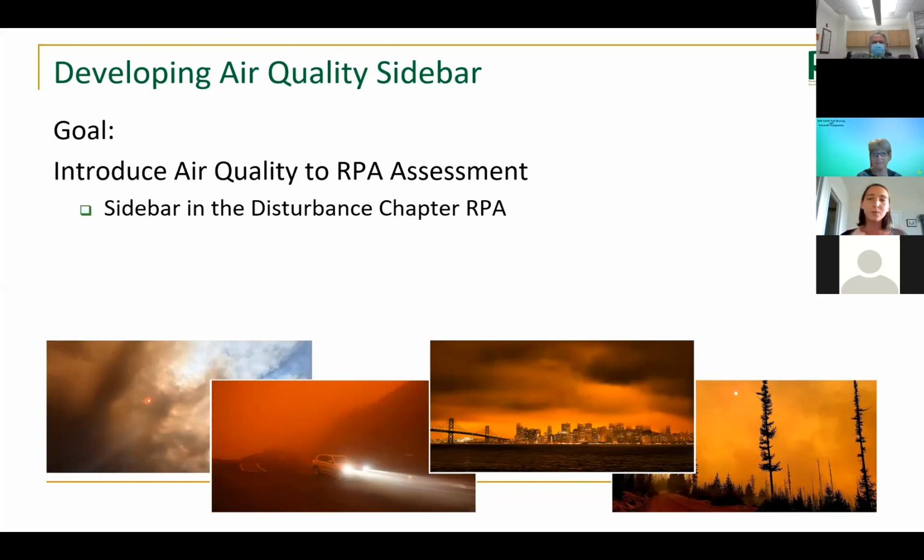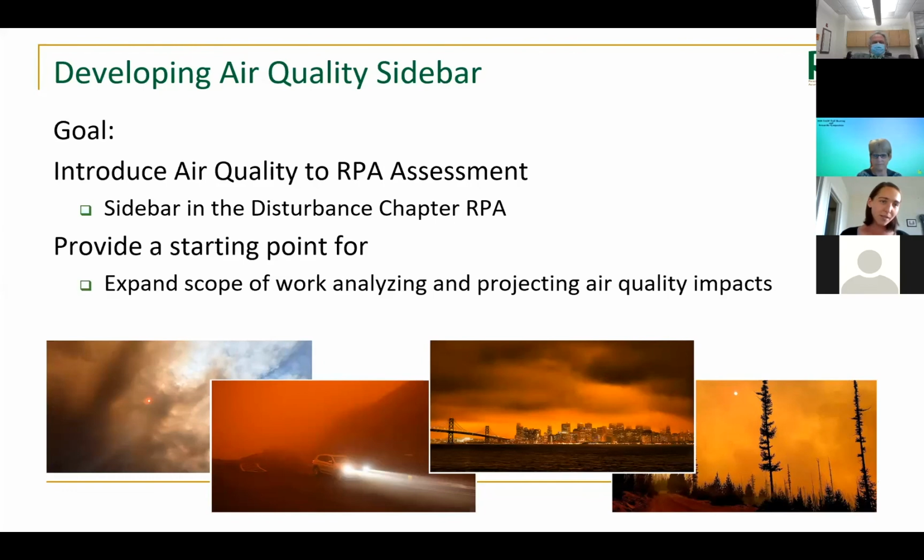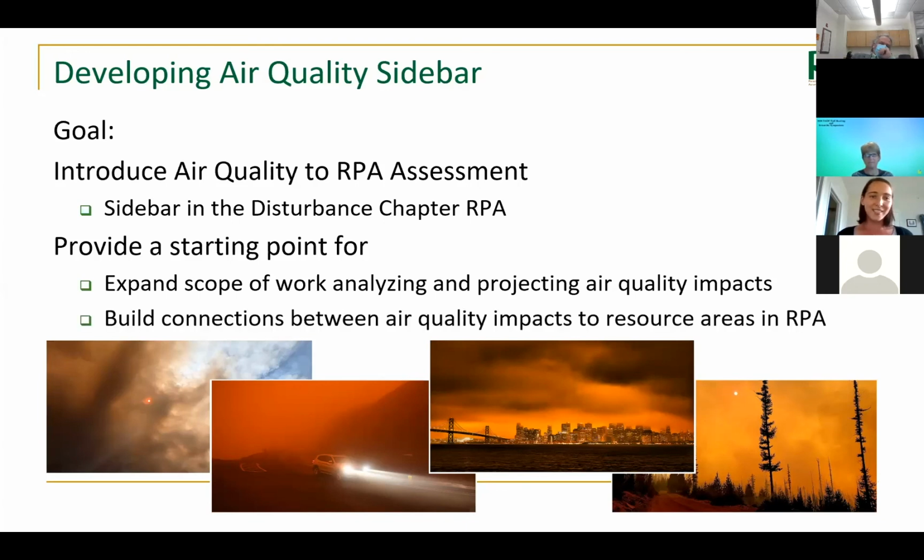And what we want to do is pull it out and be able to talk about it more explicitly. And so what we see this sidebar doing is providing a starting point for future work and expanding the scope of the work that we can do to analyze and project air quality impacts on, broadly speaking, but specifically on our renewable resources as the Act calls for. And then the other thing is to help build some of these connections between the air quality impacts and the different resource areas that the RPA addresses.